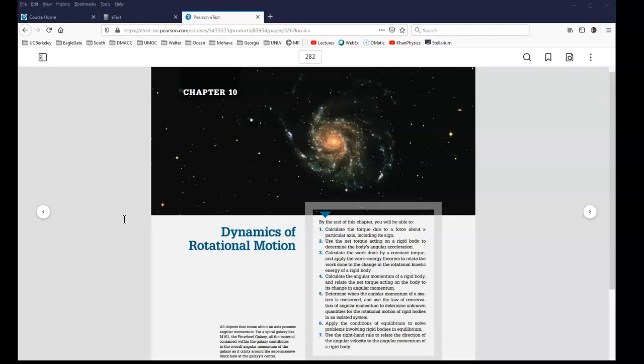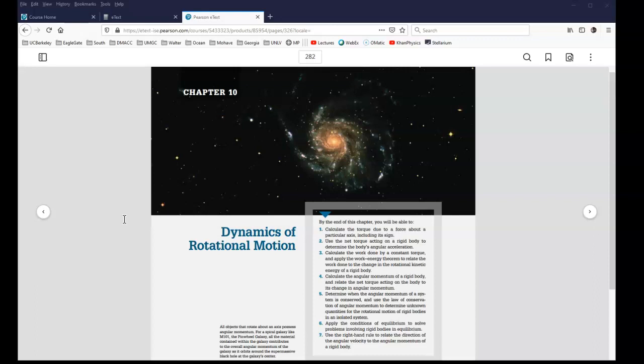In this chapter we will be concentrating on the dynamics of rotational motion. What that means, if you remember, is that dynamics means what are the forces involved that are causing the rotational motion, and we refer to those kinds of forces as the torque. So that's basically the subject of this chapter.